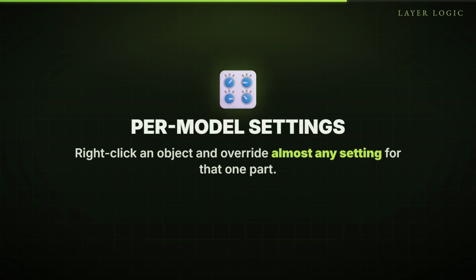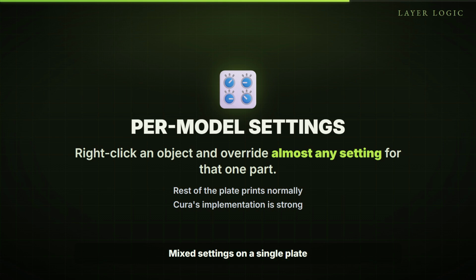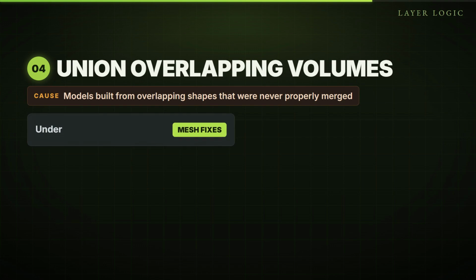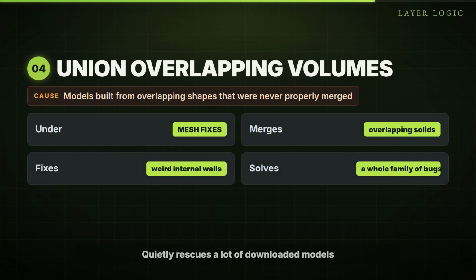Cura also has strong per-model settings. Right-click any object, and you can override almost any setting for that one object while the rest of the plate prints normally. There is also a support blocker, which is a shape you place in the scene that prevents supports generating inside it. It is a different approach to painting, and it works well for simple exclusions. And under mesh fixes, union overlapping volumes quietly solves a whole family of problems caused by models built from overlapping shapes that were never merged properly.